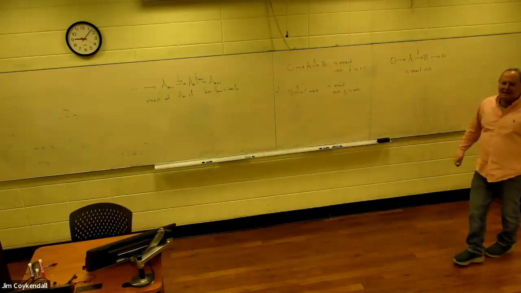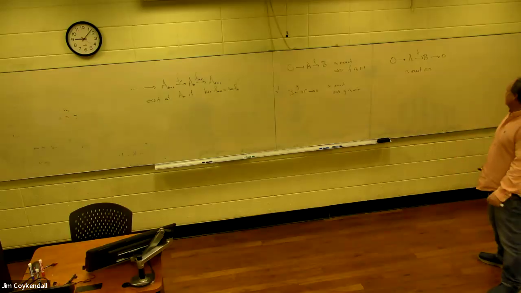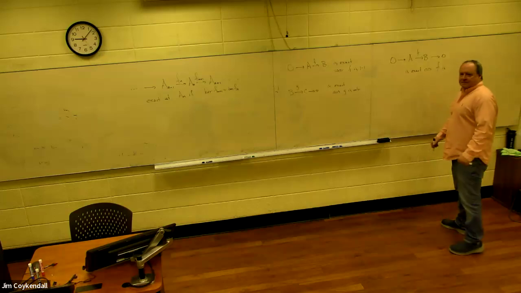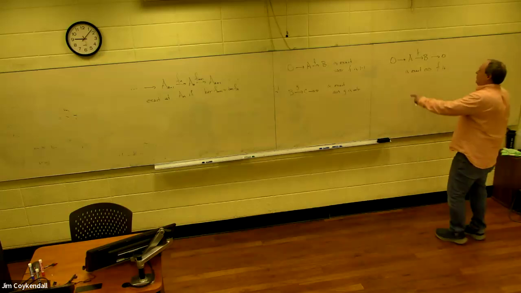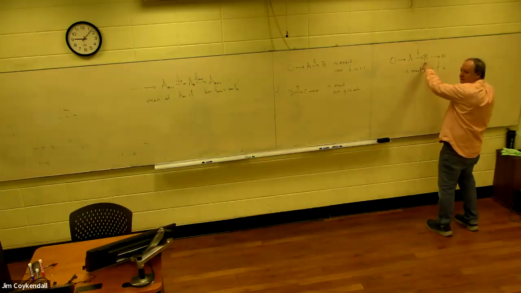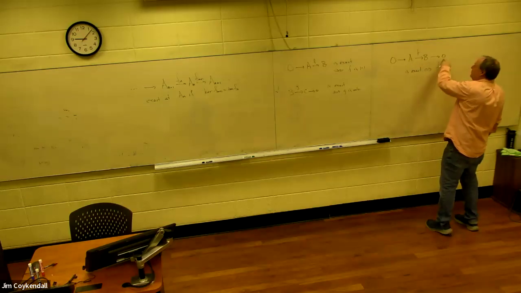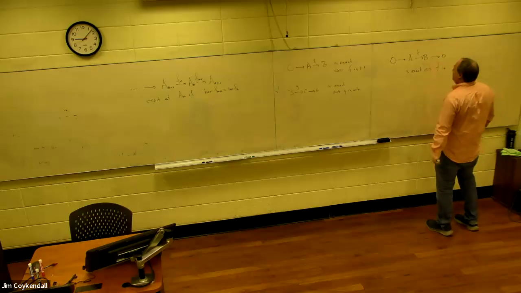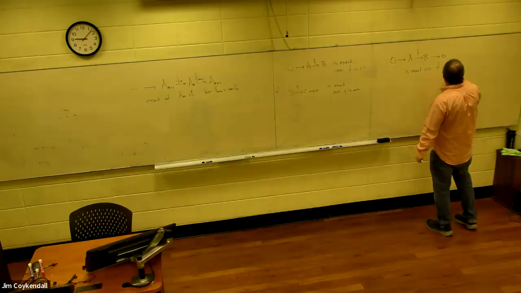What does this mean? The image of this, which is 0, has to be the kernel of this. So F has to be 1 to 1. And the image of this has to be the kernel of this. Well, the kernel of this is B. So that means the image of F has to be all of B. So F is both 1 to 1 and onto.